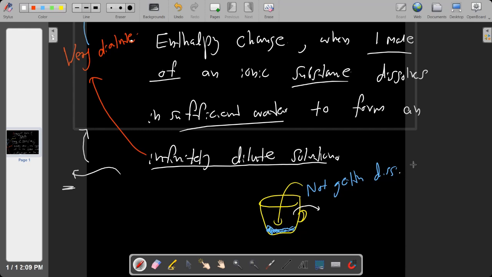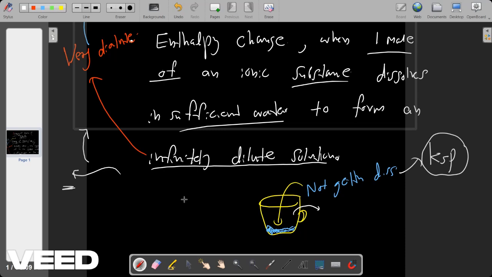So later we are learning, so you don't need to write these things. At a particular temperature, every substance has a specific, constant value. We are calling it KSP, the solubility product constant. It comes under physical chemistry. So no matter how much you add, it is not getting dissolved, right?